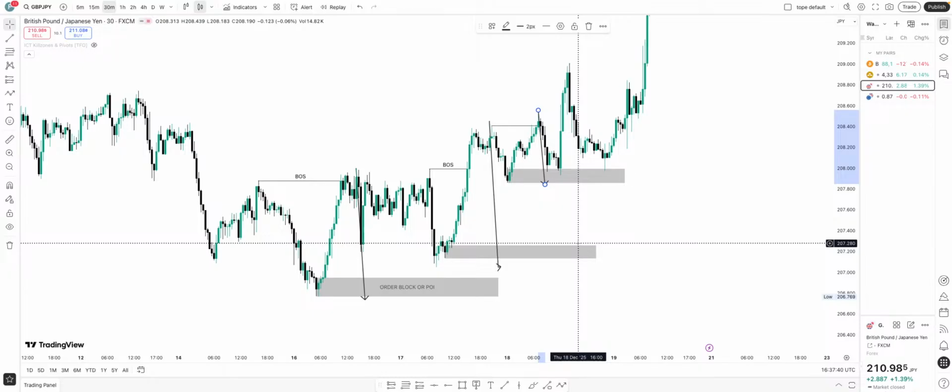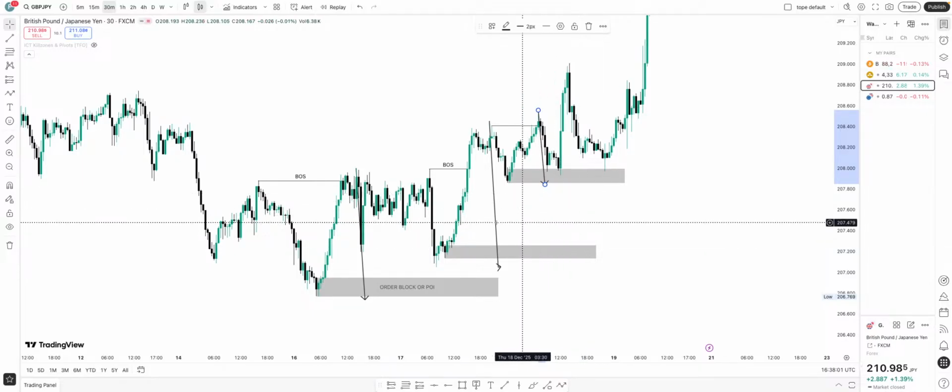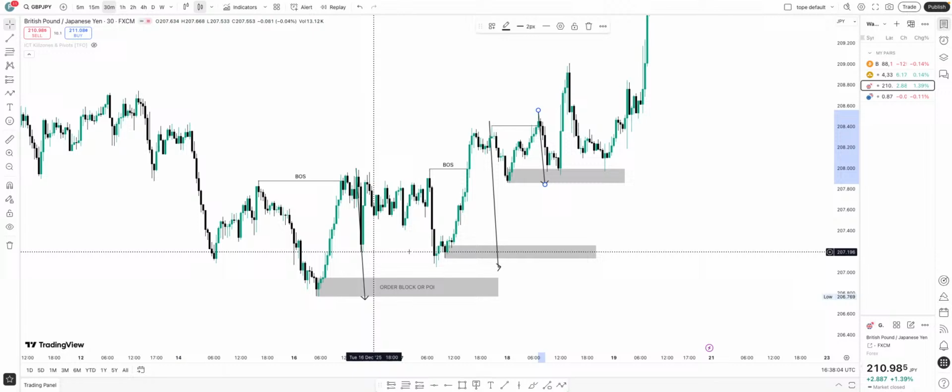The dealing range is just an area where you are looking to take your entries from. So the dealing range is your point of interest to the break of structure. So that's an area where you are looking to take your sales from. You see all these were trades that I took last week.